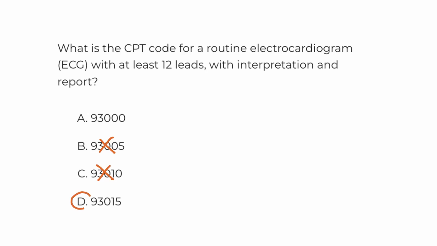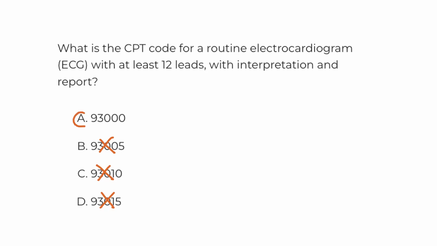Then we have D, 93015, and once again, this is not the correct CPT code, because this is a code for a cardiovascular stress test using ECG monitoring, which is different than what we have in our question here.